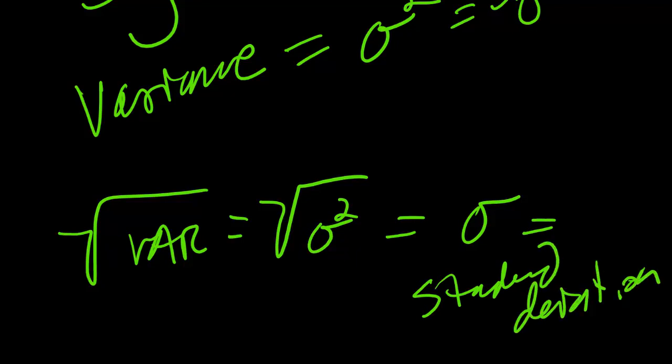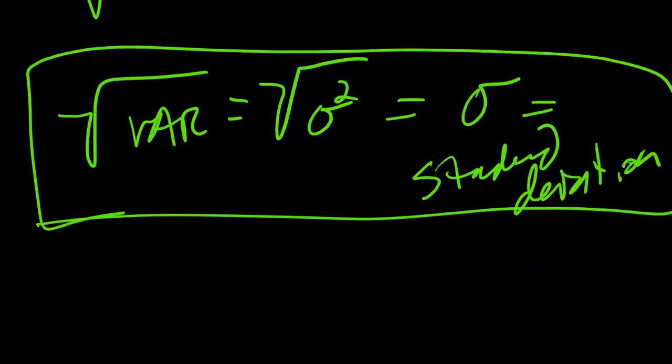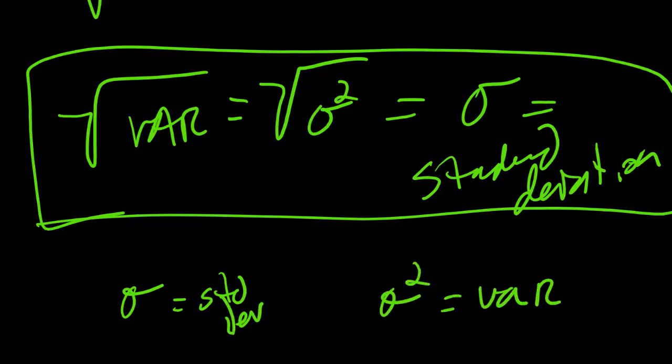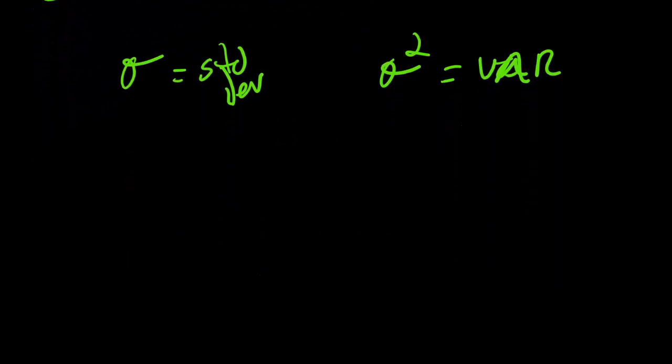You'll see that over and over again. So don't be surprised by that one. A single sigma is equal to standard deviation, and sigma squared is equal to variance. Keep those in mind.